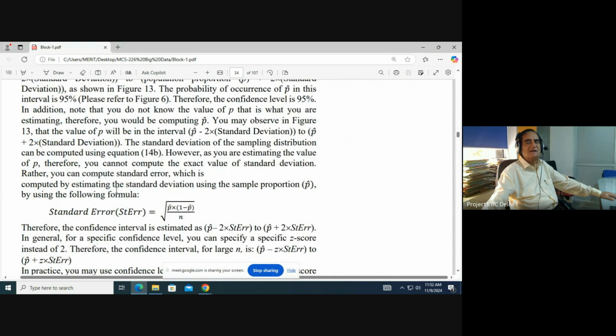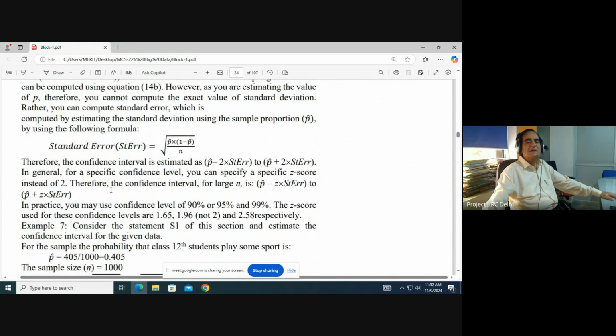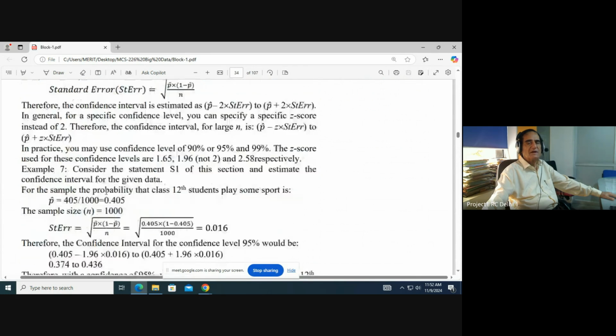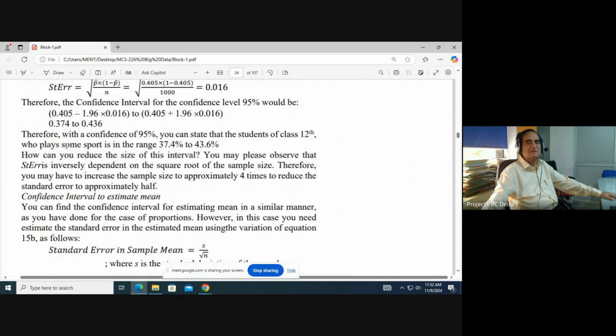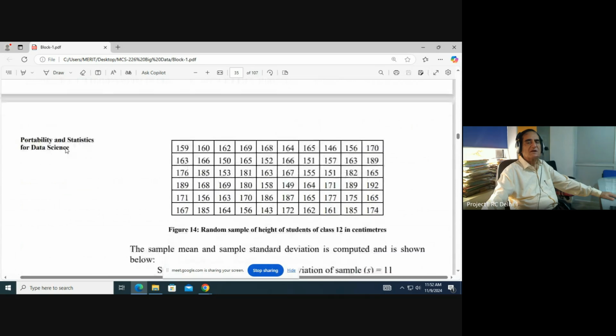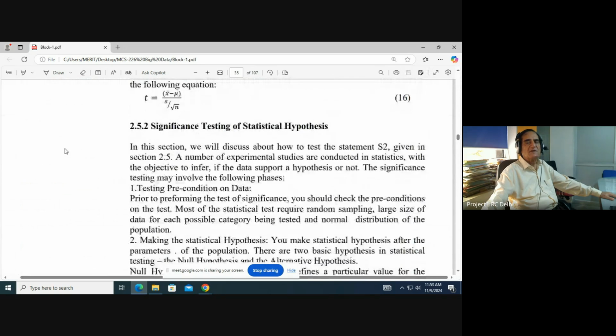You can see standard error is the square root of p into 1 minus p upon n. So this is what you can say, standard error is 0.016. So that type of thing, you can see the calculation and see the formula. You can do significance testing of statistical hypothesis. So we'll discuss how to test the statement S2 given in section 2.5.